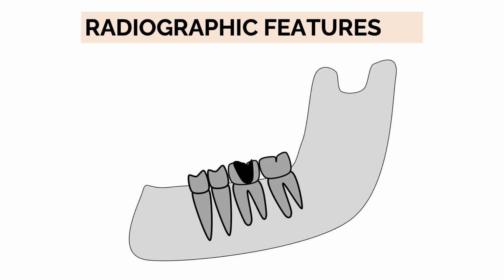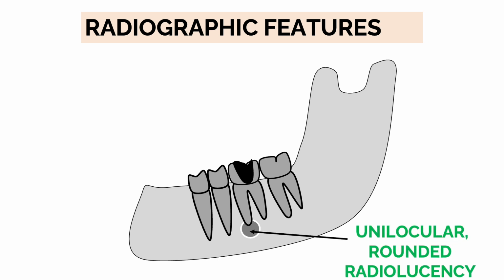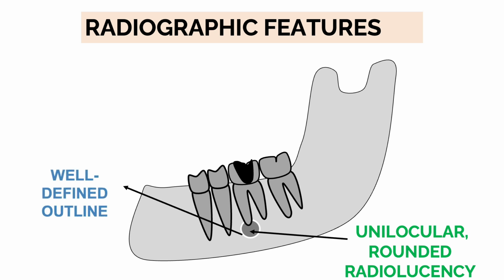We have the radiographic features, very important. As you can see, we have a cyst, and you can notice it's a unilocular radiolucency, well rounded. It's not multilocular, it's a single radiolucency, and that is why it is called unilocular. And the second thing is, it has a well defined outline. As you can see in the figure, it is not irregular in shape, it has a well defined outline.